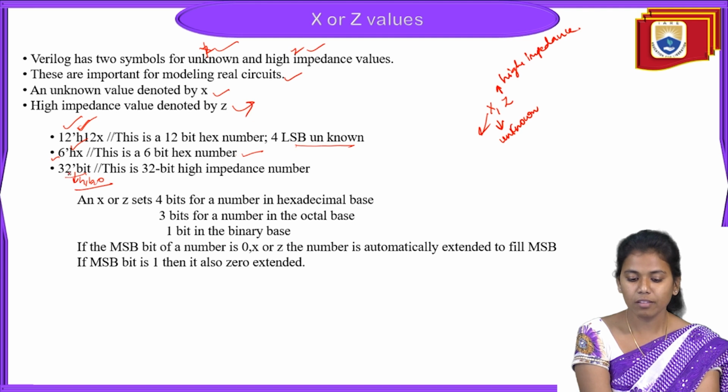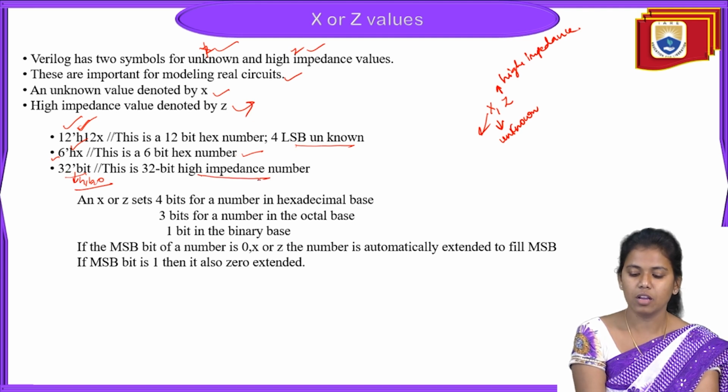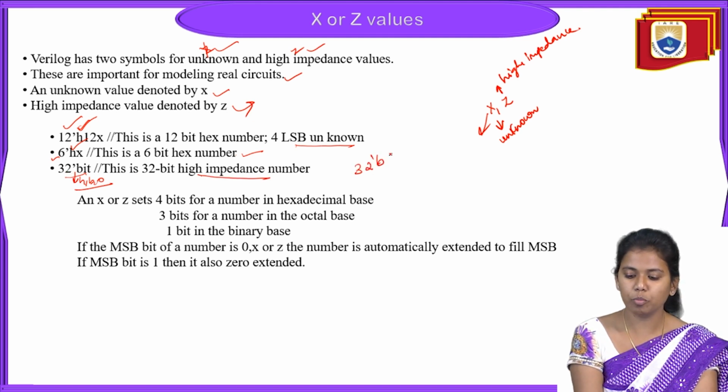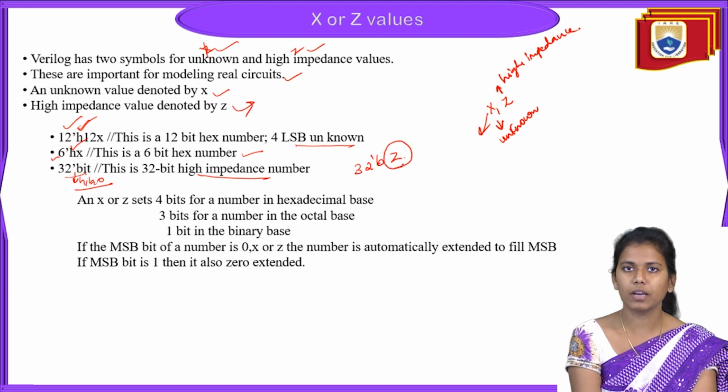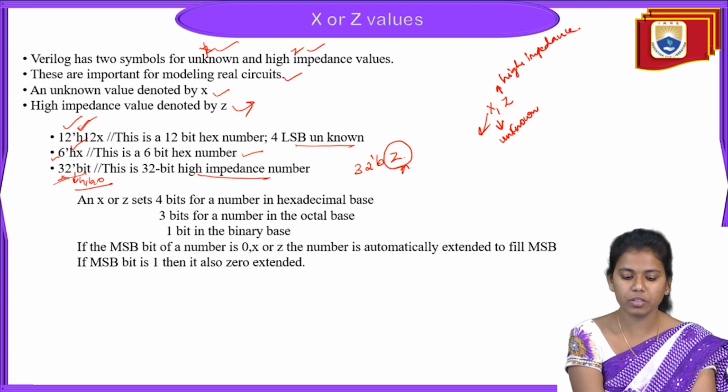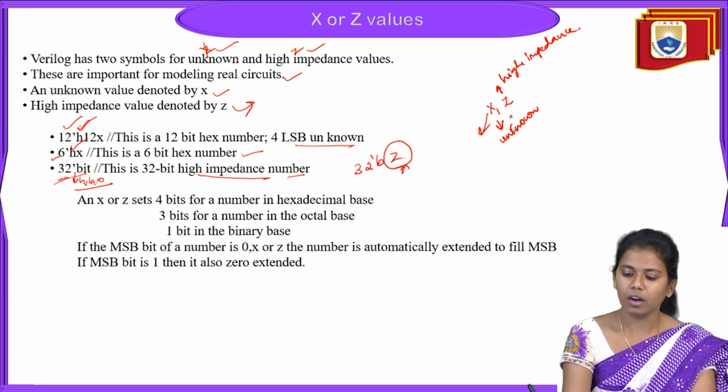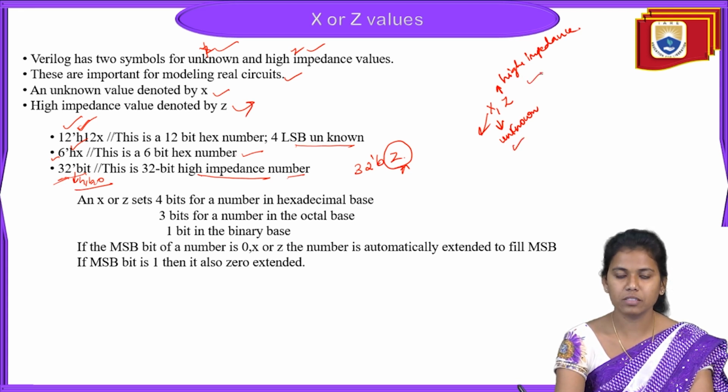So what do we say? This is a high impedance number. So this 32-bit is a high impedance number. Why? Because here we did not mention the base format specification anywhere in this particular example. So that's the reason we are simply mentioning 32-bit. So this is a 32-bit high impedance number. This is how we represent the unknown numbers and the high impedance numbers.